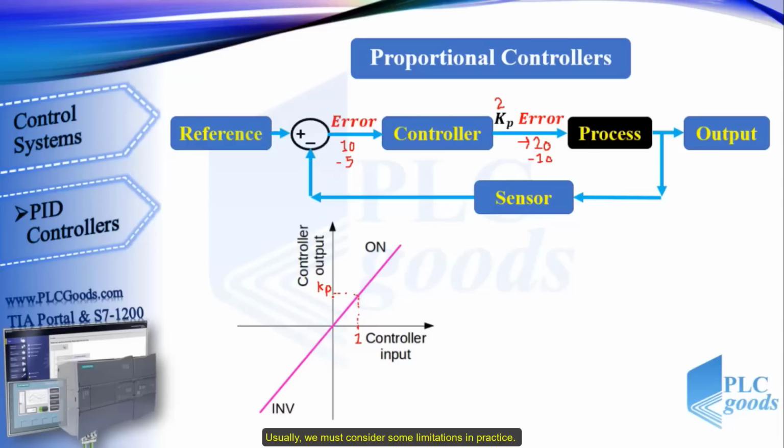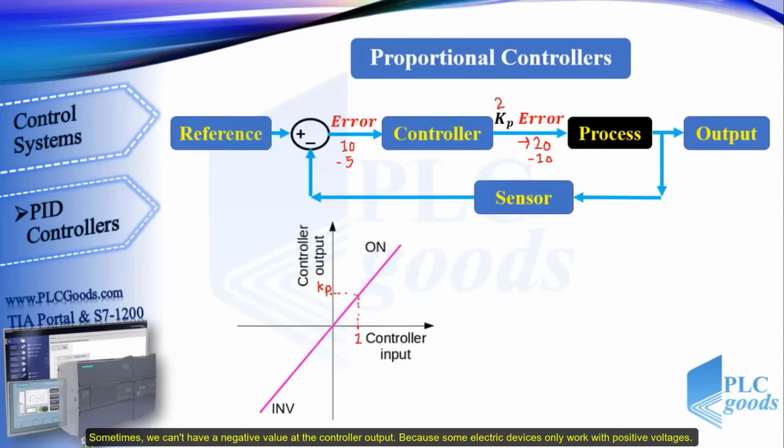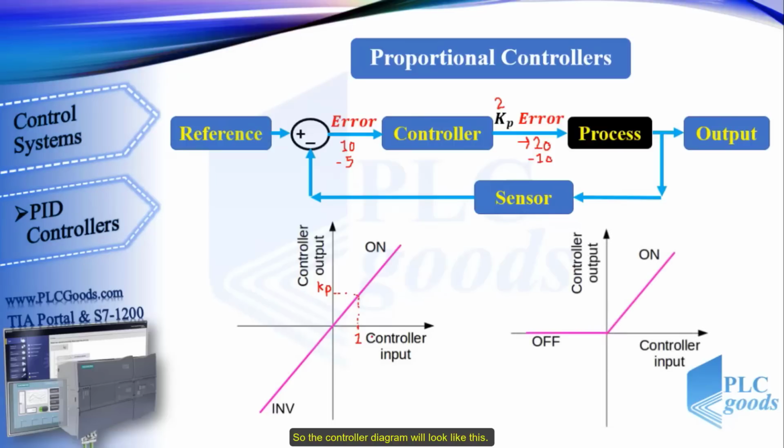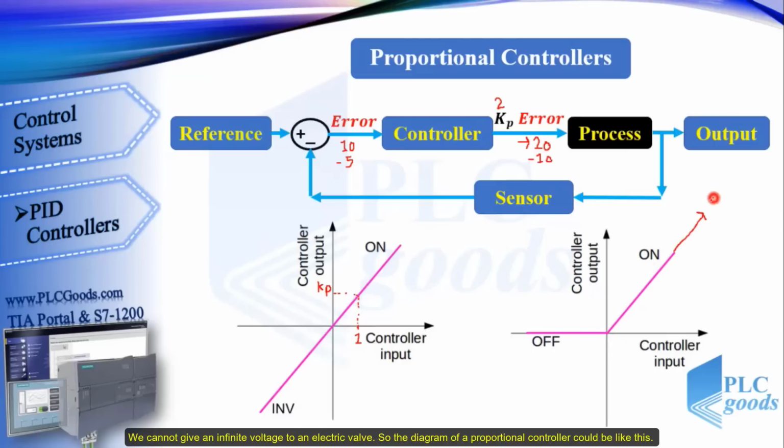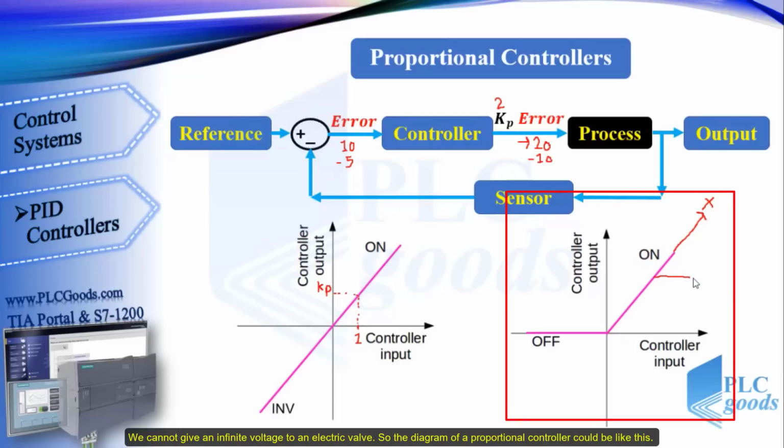Usually, we must consider some limitations in practice. Sometimes we cannot have a negative value at the controller output because some electric devices only work with positive voltages. So the controller diagram will look like this. In this case, we can use two valves, a filling valve for positive errors and a draining valve for negative errors. The next limitation is the output signal size. We cannot give an infinite voltage to an electric valve, so the diagram of a proportional controller could be like this.